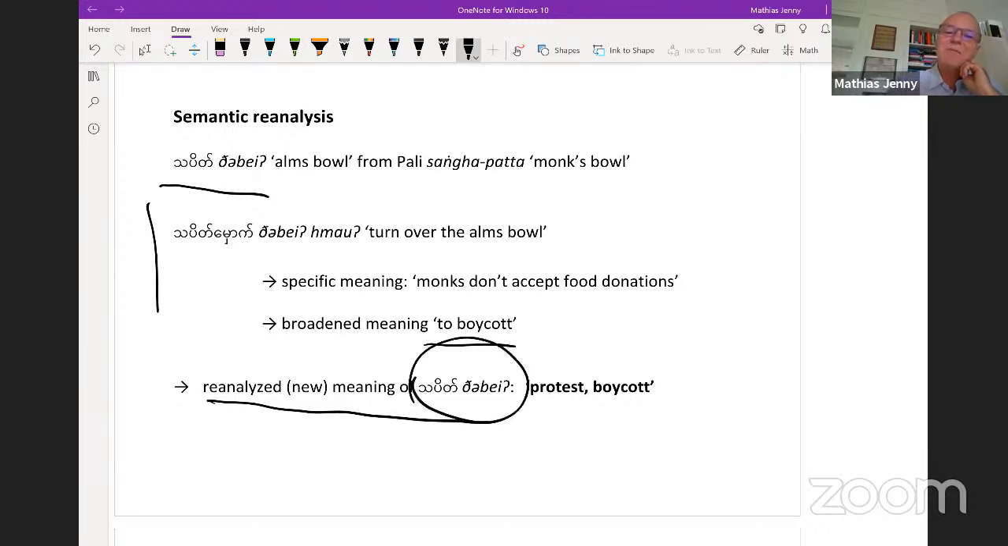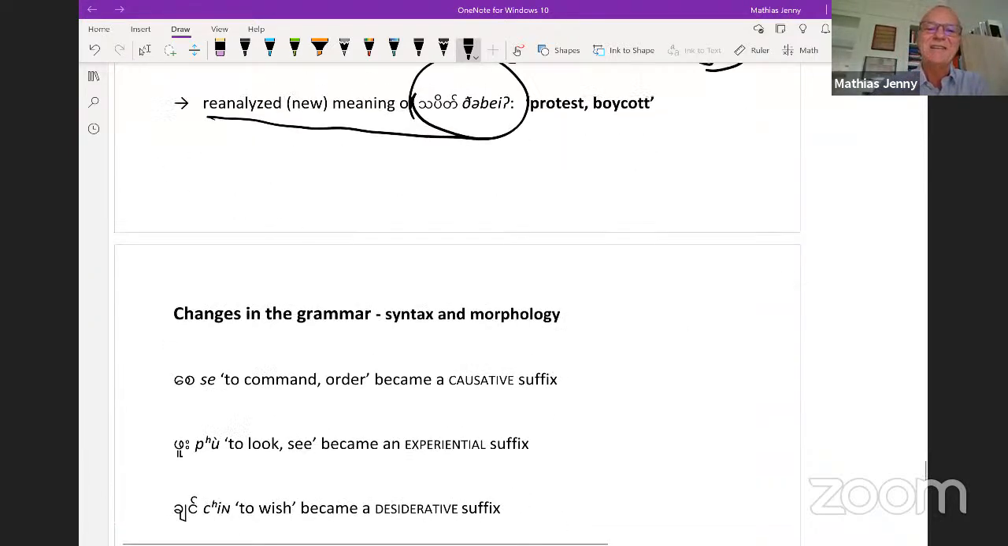So this the Bei originally has nothing to do with boycott or protest. It just means alms bowl. But going through the stage of the Bei Mao, it can take over the new meaning of the Bei, of protest to boycott. So it got a life of its own. Today in the Myanmar dictionary, there are 2 entries for the Bei, one alms bowl, one protest boycott. I'm pretty sure they go back to the same Sangapata, which has nothing to do with boycott or protest at all. So reanalysis in the lexicon.